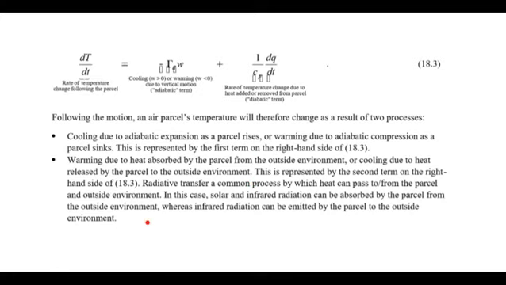And we say some stuff about radiation being probably the most common process by which this happens. So sunlight gets absorbed by a parcel, heat coming in from outside, the temperature will warm. And vice versa for radiation released by a parcel, say infrared radiation released by the parcel, then that would cool the parcel.